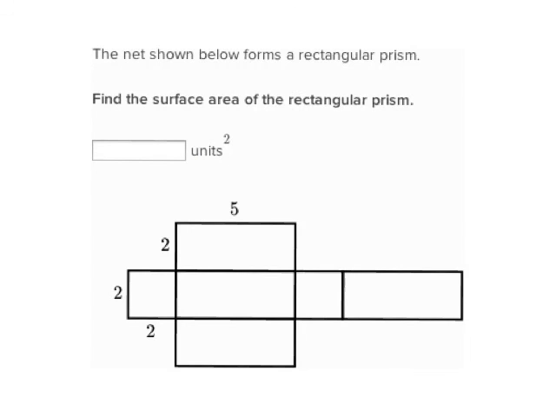And then try this one. The net shown below forms a rectangular prism. Find the surface area. I'm going to give you a little hint here. This is 5, this is 5, and then these are all 2 here. And this is 5, this is 2.